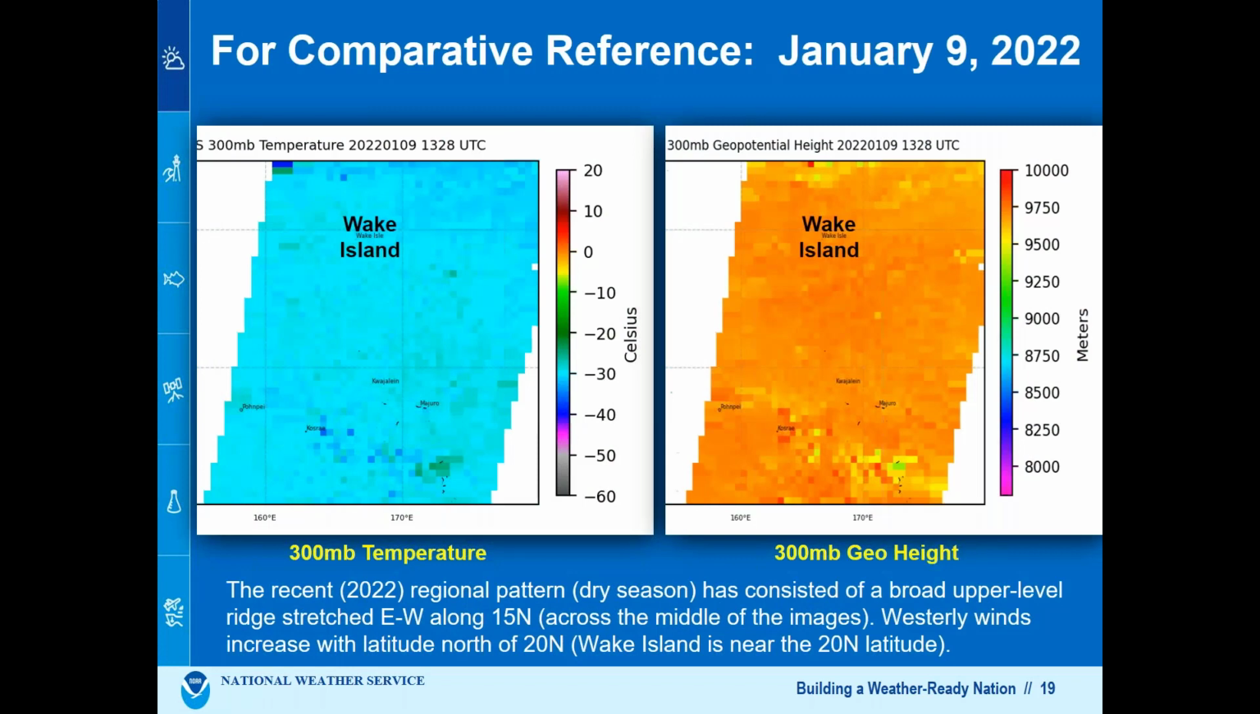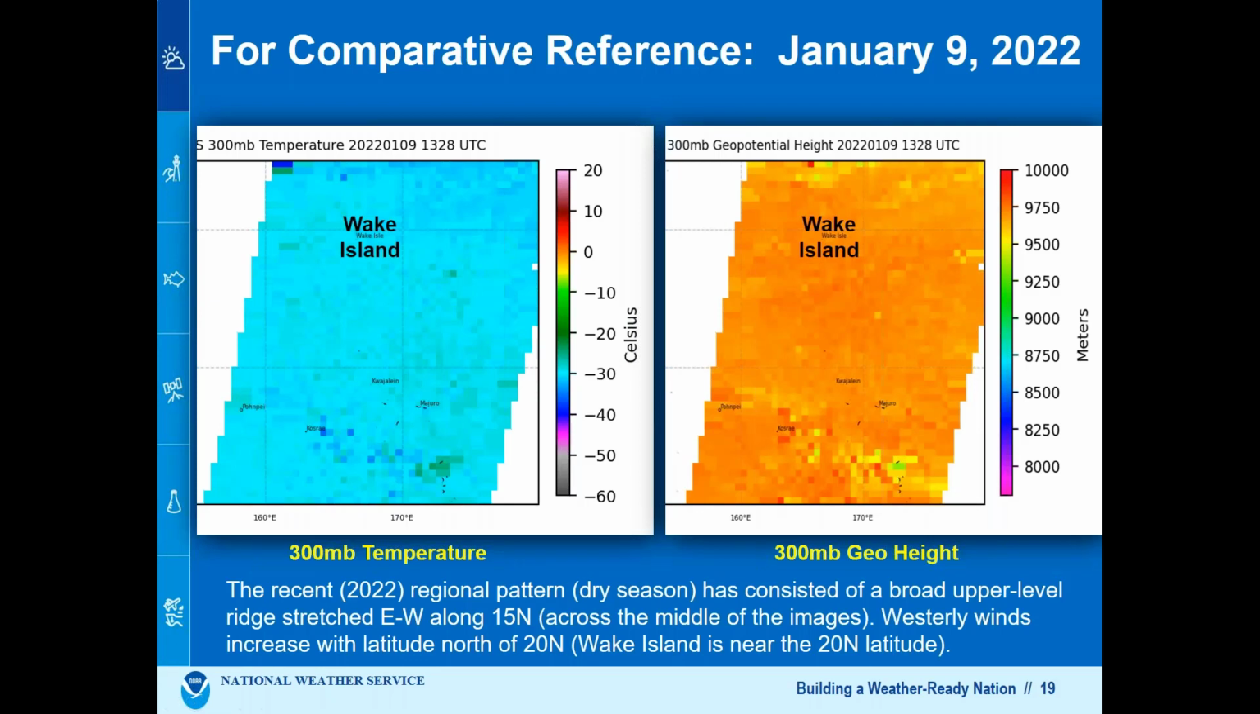So first of all, I want to give you a comparison to the current pattern, just as something to compare with. So on the left side, we're looking at the 300 millibar temperatures. And there's not a whole lot of change from the deep tropics between the equator, 10 north, 20 north, Wake Island. There's just not much change. Looking at the geopotential heights at a 300 millibar layer, again, not a whole lot of change. And this is typical for the trade wind season.